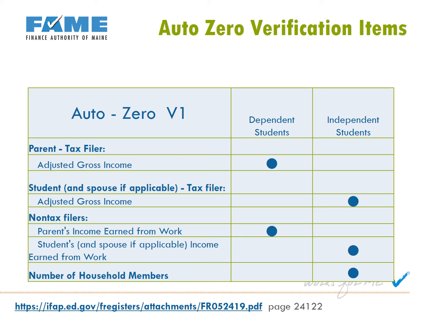So I made a chart, because you know I love a chart, and it just shows you what we need to qualify, what we need to verify. If somebody's in V1, if they're a dependent student, we're just looking at parent income. If they filed a tax return, we need adjusted gross income. If they're non-tax filers, we just need to verify income earned from work if they had any. That's it. We don't have to go looking for the student's income. We don't have to verify all the stuff from the tax return. Easy peasy.